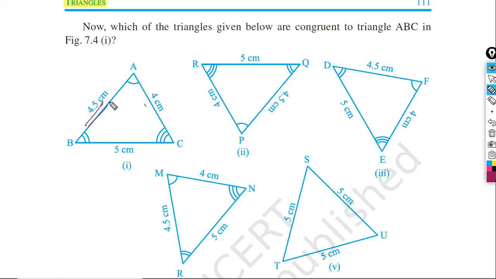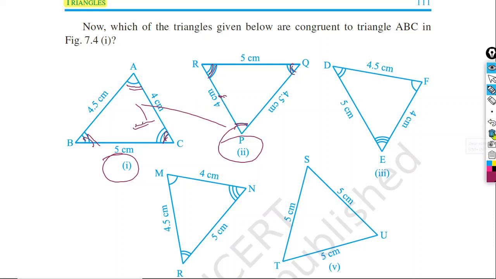Here it is a side 4.5, here it is 4.5. Here again 4 cm. Yes, another side is 5 cm, 5 cm. Yes, we can say these two triangles, triangle I and triangle II, can be congruent, because you can see three sides are equal here, and angle C equals angle R, angle B equals angle Q, and angle A equals angle P. So we can say these two triangles are congruent.